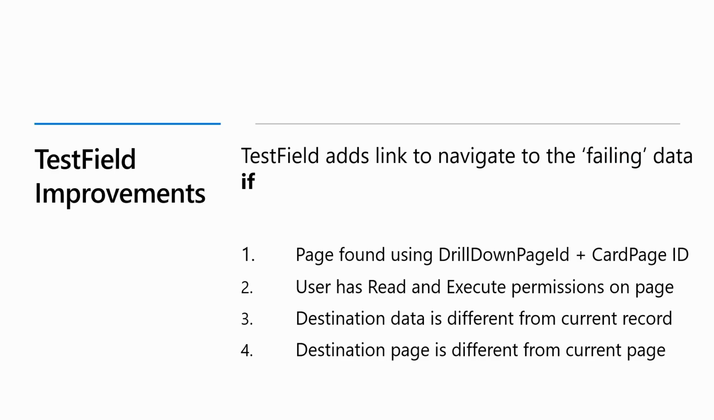Destination data needs to be different from the current record, and also the destination page needs to be different from the current page, right? Because sometimes test field errors need to be fixed on the same page, just on a different field, right? So if we have automatically added a link to open the same page on top of the original one, that's also a nice experience, right? So if all of these conditions are met, then we are adding the link to the test field error. Yeah, that's great.